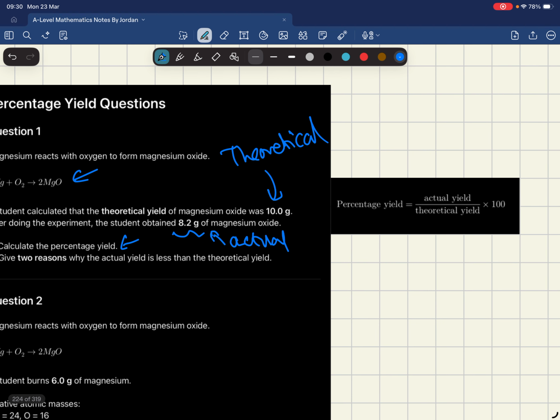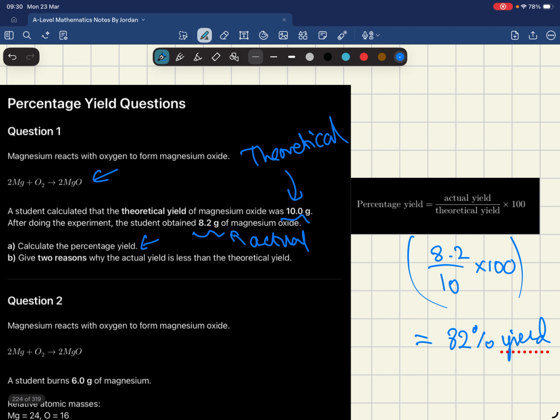So if I plug those numbers in, we've got 8.2 divided by 10 times 100, and if you put that into a calculator, that would give you 82% yield for question 1. Okay, so once you've got the numbers, it's pretty straightforward. You just put them in the formula and calculate.